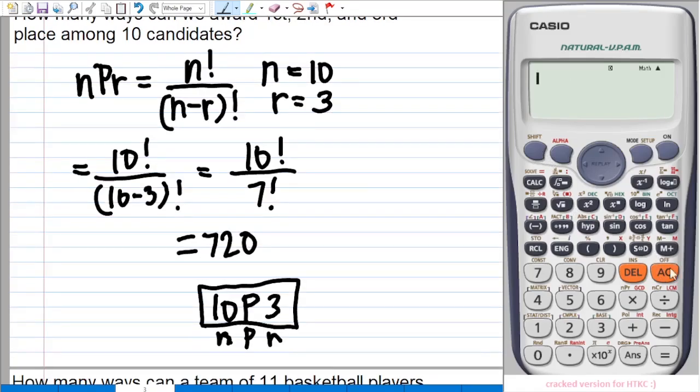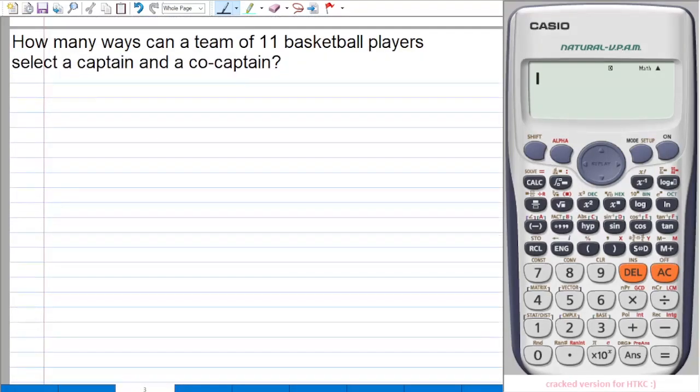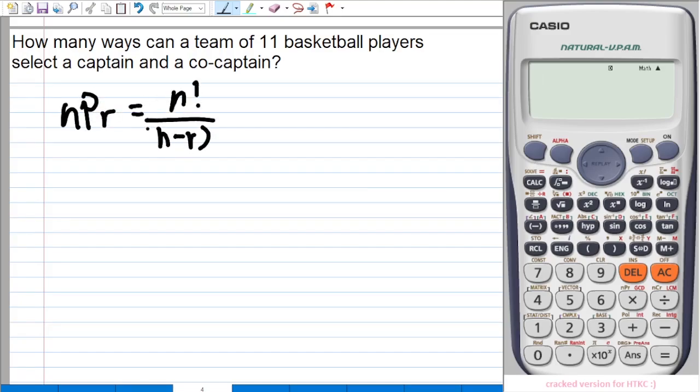Okay, so to fully understand, another example: how many ways can a team of 11 basketball players select a captain and a co-captain? So again, nPr equals n factorial over n minus r factorial. n is the 11 basketball players. r is the position, so we need to select a captain and a co-captain. So there are 2.